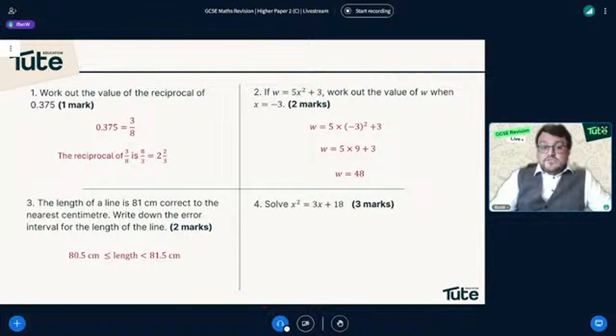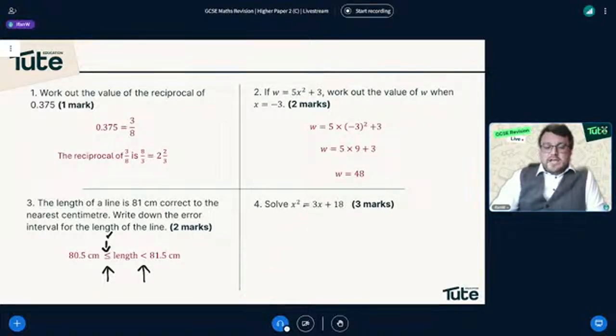And of course, that gives you 80.5 centimeters and 81.5. Now, be careful. Use the inequality symbols. This symbol means that it can include 80.5, and this symbol here means that it can't. It can go up to that, but can't use that number properly. Okay.